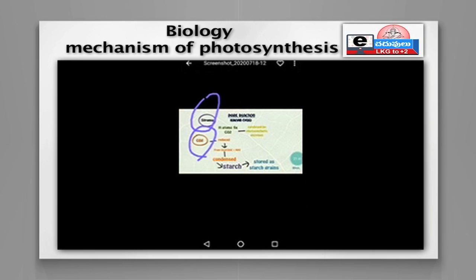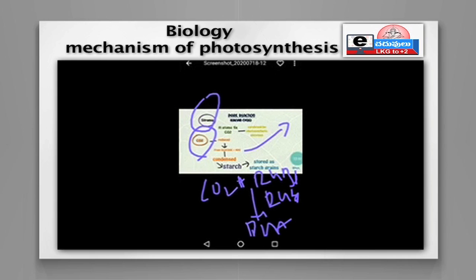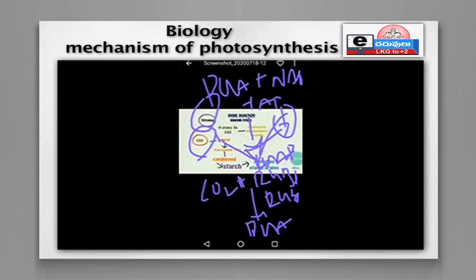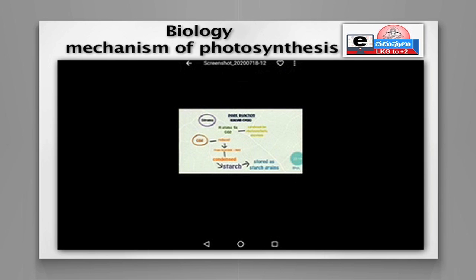The dark reaction takes place in the stroma, involving carbon dioxide. When carbon dioxide is catalyzed by the photosynthetic enzyme, glucose is formed and water is released; when condensed, it forms starch, stored as starch grains. Now the remaining steps. Carbon dioxide combines with RuBP in the presence of Rubisco, converting to phosphoglyceric acid in the first step. In the second step, phosphoglyceric acid with NADPH and ATP forms glyceraldehyde phosphate. One glyceraldehyde phosphate is converted back to ribulose 1,5 bisphosphate.